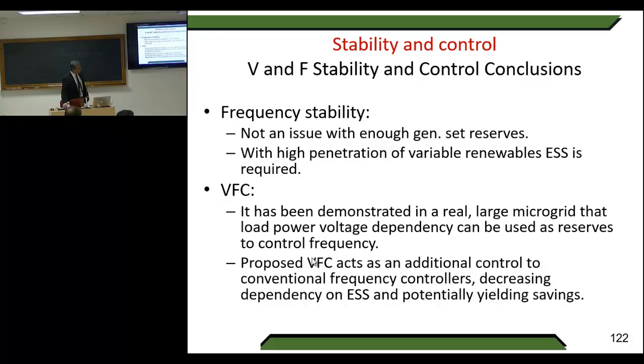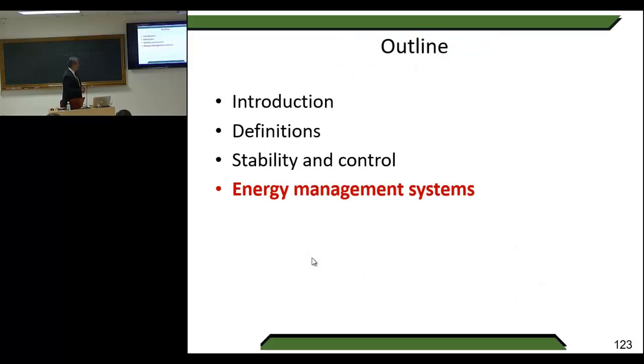Related to, again, if I go back, we are talking about voltage, load, and frequency stability, not an issue with enough generation set reserves. With high penetration of variable renewables, an energy storage system is required. This is the conclusion of the experience of the group. And the voltage frequency control has been demonstrated in a real large microgrid, where load power voltage dependency can be used as reserves to control frequency. The proposed voltage frequency control acts as an additional control to conventional frequency controls, decreasing dependency on the energy storage system, potentially yielding savings on the system. This is only to summarize what I already mentioned before during the presentation of the graphics. More or less.